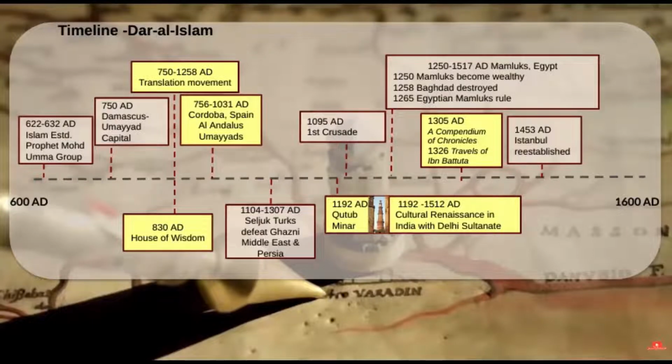The fourth, from 1192 to 1512 AD. The Mamluks had established the Delhi Sultanate in this time period. This is when the cultural renaissance in India begins. In 1305 AD, a compendium of chronicles is published. In 1326, Travels of Ibn Battuta is published.